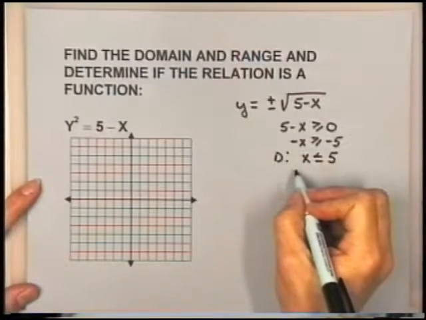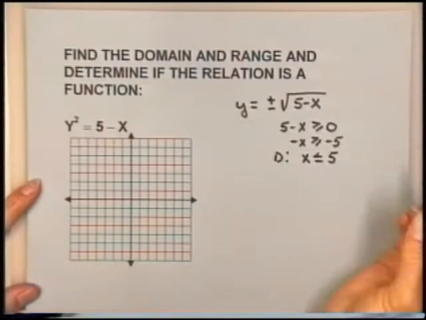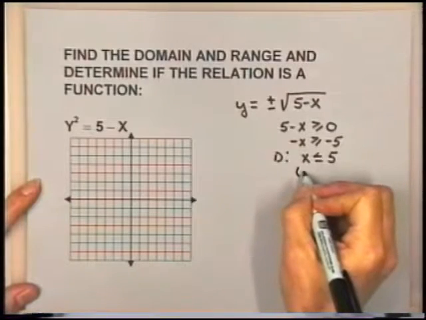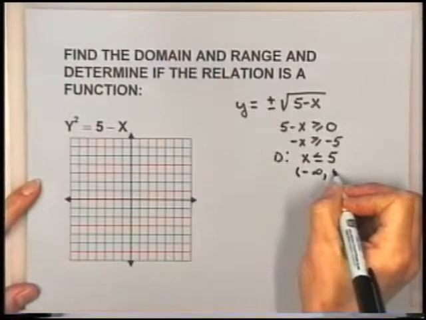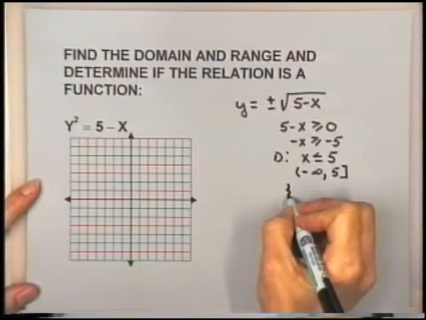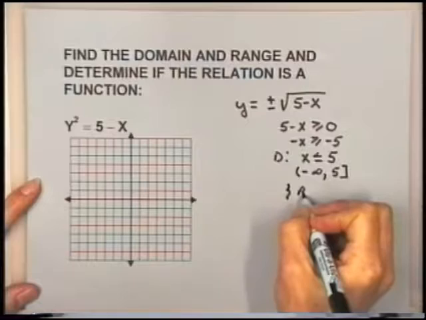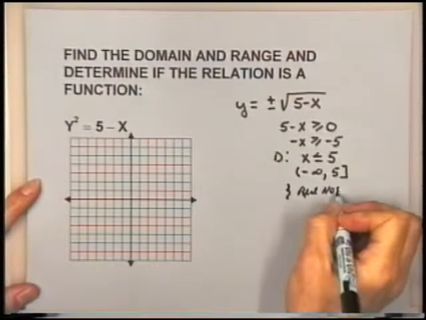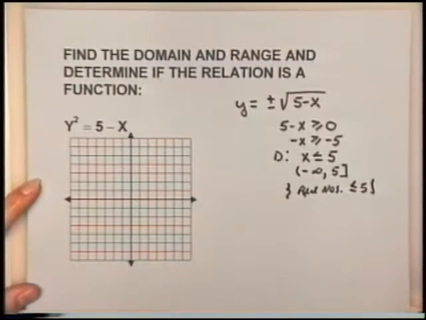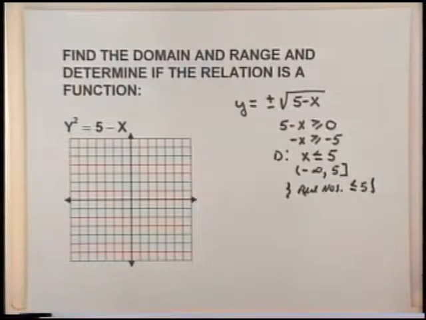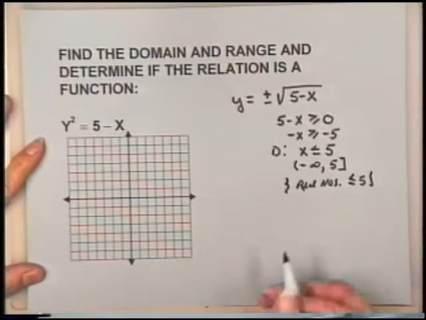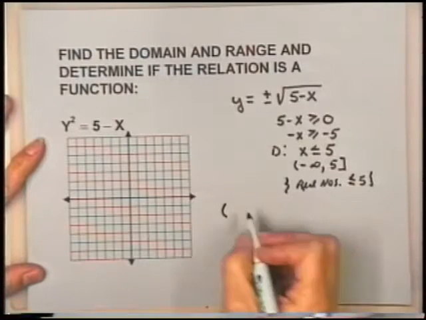I'm going to use a D to represent domain. So our domain, x must be less than or equal to 5. We can say that as an interval. If we are less than or equal to 5, we are from negative infinity up to 5, including 5. Or we may write as a set the real numbers less than or equal to 5. Now, let's see if we can find some ordered pairs before we talk about the range or whether or not this is a function.